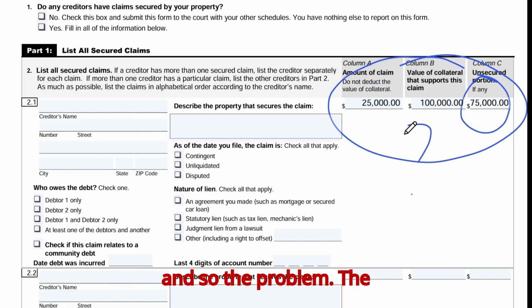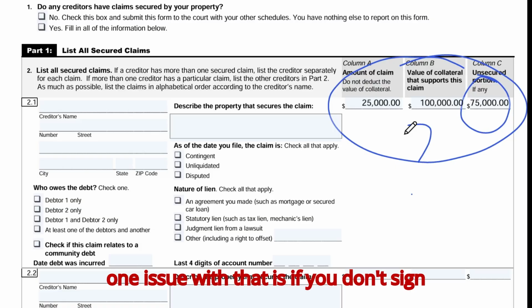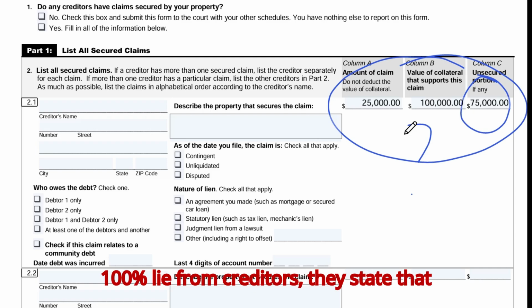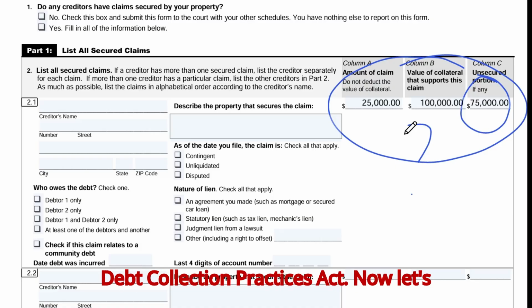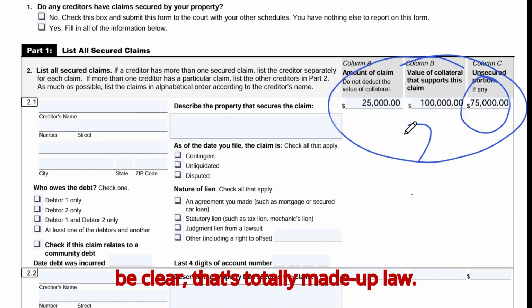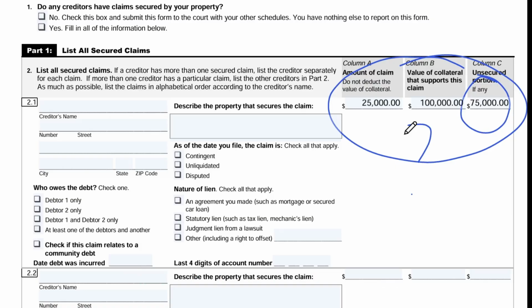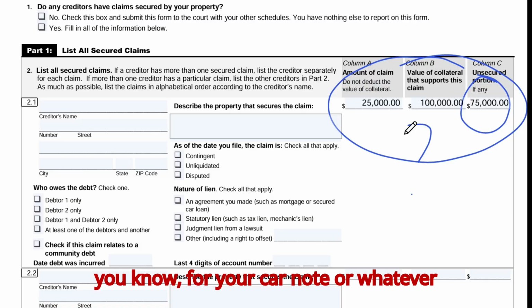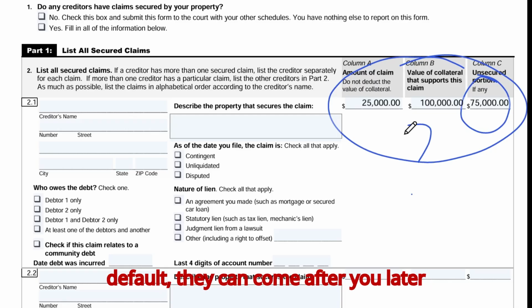And so the one issue with that is if you don't sign a reaffirmation agreement, and this is 100% live from creditors, they state that they cannot report that on your credit report because that's violating the Fair Debt Collection Practices Act. Now, let's be clear. That's totally made up law. There's no such thing. That's just creditors pushing you to sign, for your car note or whatever, to keep this secured asset. In case you default, they can come after you later.